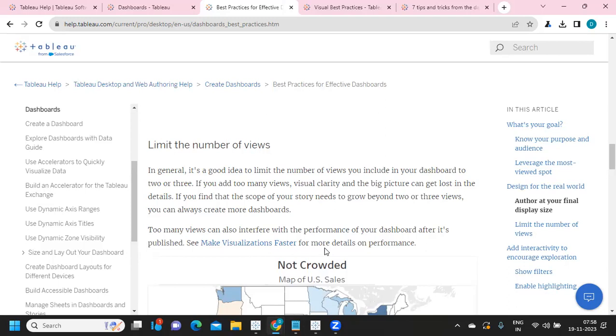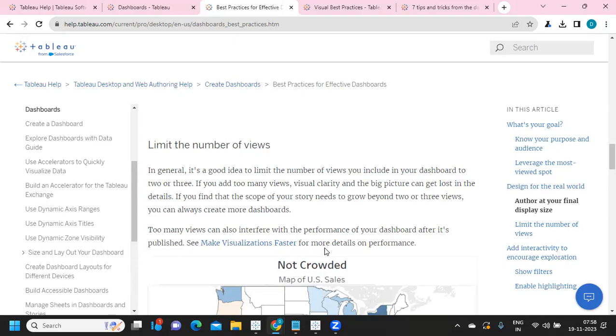The more clutter-free the dashboard you build, the easier it is to understand. It drastically improves the dashboard design, it drastically improves the understanding of the dashboard, and it clearly conveys what you are trying to tell through the data. So that's why don't make your dashboard clouded. Always remember, limit the number of views.